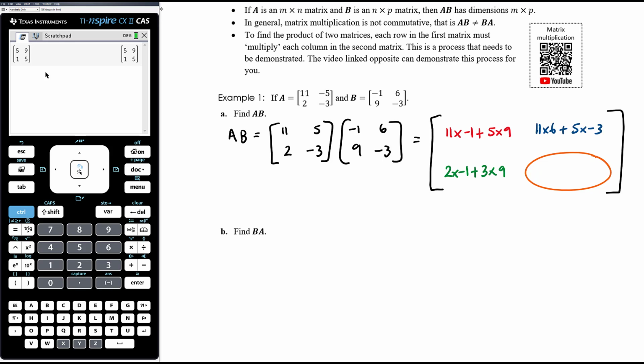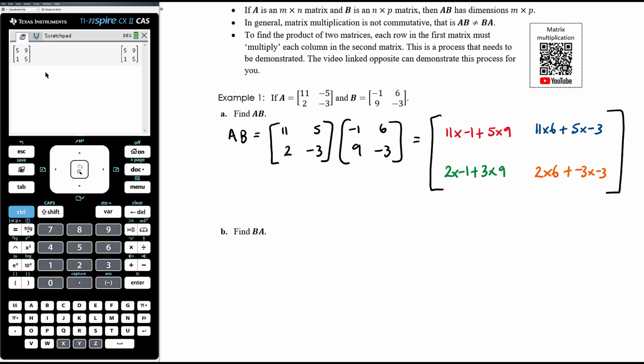Then the bottom right, bottom row times right column, again we still have to tip it up this way, so 2, negative 3, and I imagine that up here, and I'm going to do 2 times 6 and negative 3 times negative 3. So it is 2 times 6 plus negative 3 times negative 3.